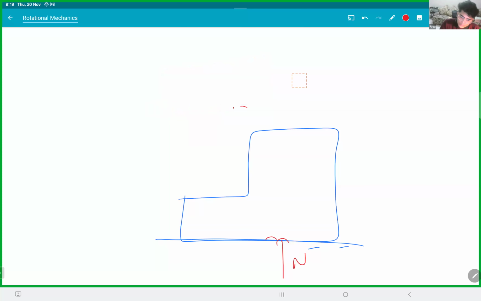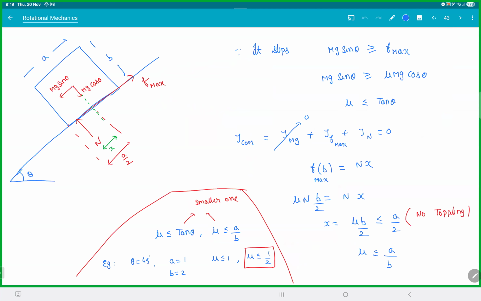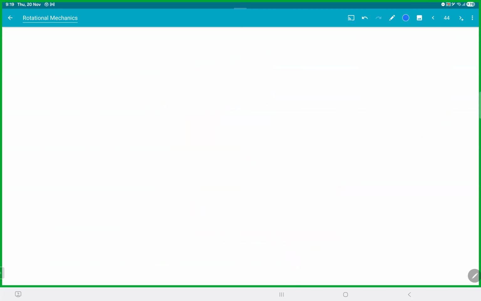Just think of it like that. You don't have a doubt about mg. Even though weight is acting at every point on the body, you take it at the center of mass. Same way, even though n is acting at every point, you take it at one single point. It is an equivalent. Okay. Next thing is moment of inertia.